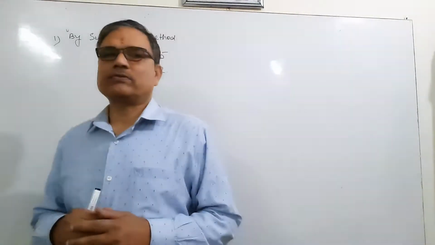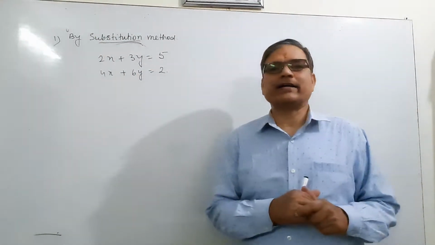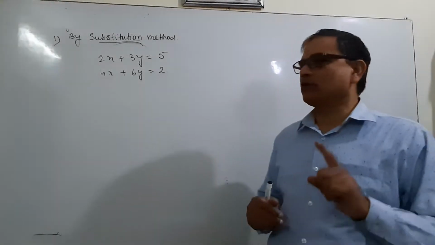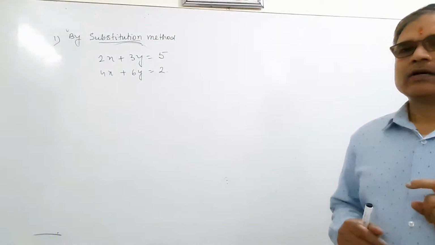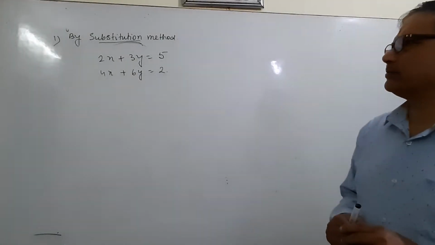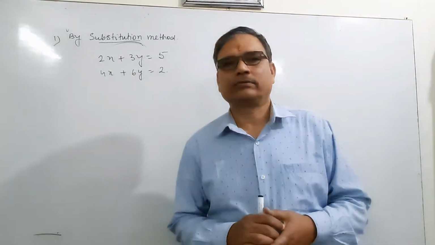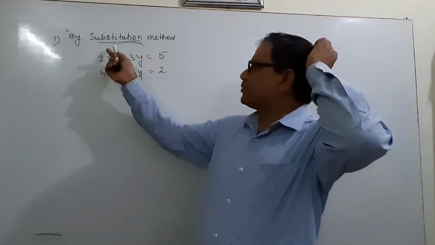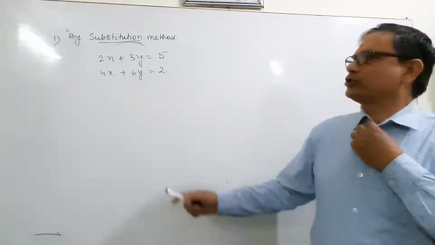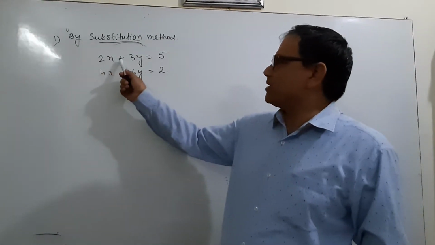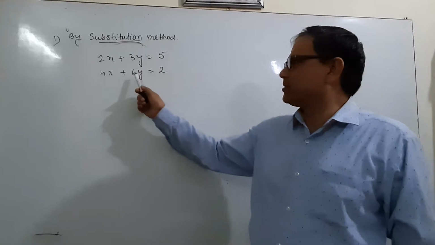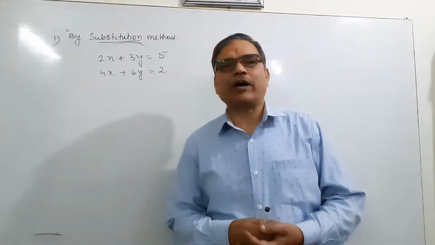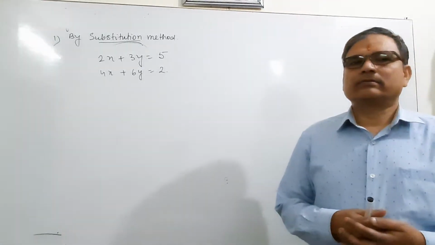Today we will again start chapter 3 of class 10, linear equations in two variables. In the previous class, we found the value of x by the substitution method, which had a unique solution, meaning only one value of x and one value of y. Today we will solve the second kind of question by the substitution method. If the question is like 2x plus 3y is equal to 5, 4x plus 6y is equal to 2, is it possible to find out the value of x and y?